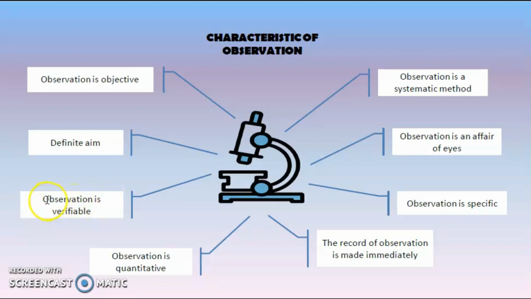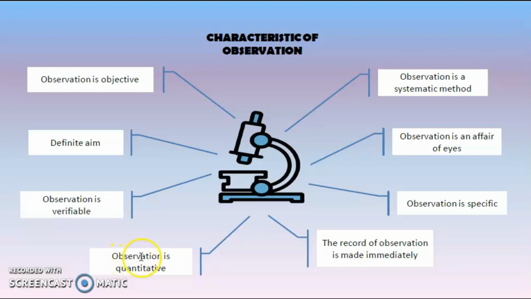Third, observation is verifiable. Observation results can be checked and verified. Observation must be verified with the usual criteria of reliability, validity, and usability. It may be possible to check the findings of the observation by comparing the results of different observers or by repeating the study.